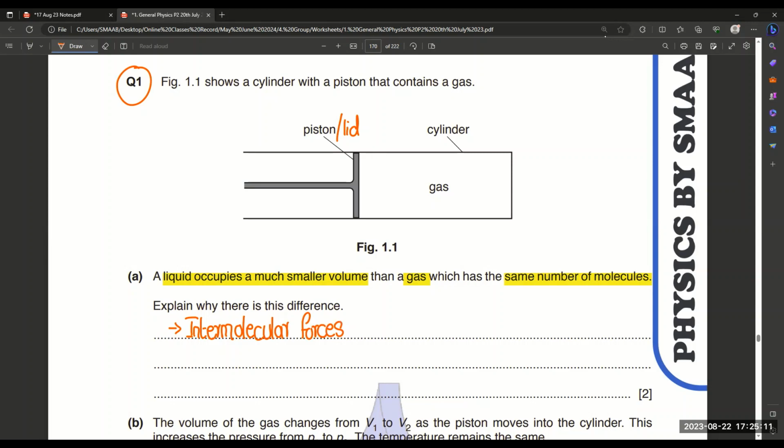And don't get confused in this question because our next section is completely related to this one. You can also say forces of attraction. And the second thing is free to move. Gas molecules are free to move as compared to liquid. So this is for gas.